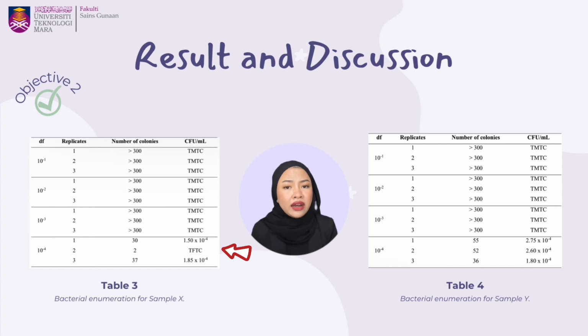The first replicate had a total bacterial count of 1.5 times 10^4 CFU per mL, while the third replicate had 1.85 times 10^4 CFU per mL. For sample Y, the first replicate of fourth dilution had 55 colonies, the second had 52 colonies, and the third had 36 colonies. The first replicate had a total bacterial count of 2.75 times 10^4 CFU per mL, the second had 2.6 times 10^4 CFU per mL, and the third one had 1.8 times 10^4 CFU per mL.